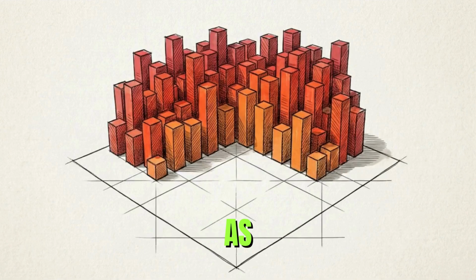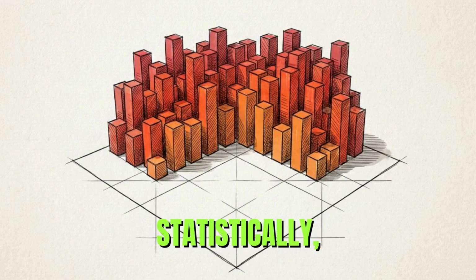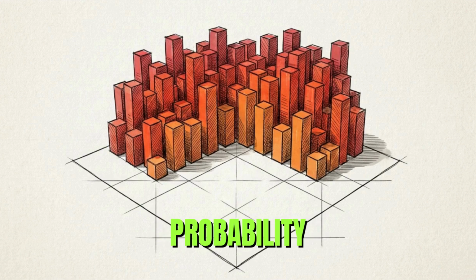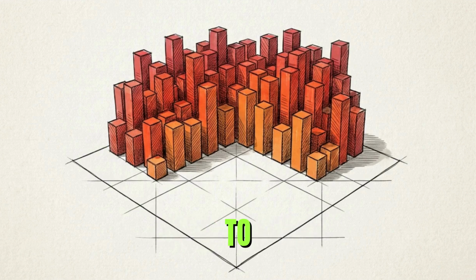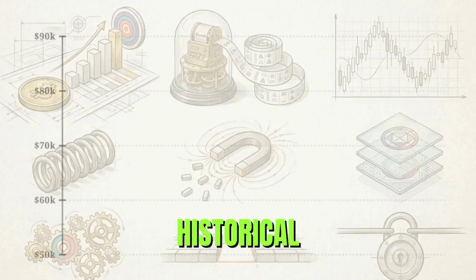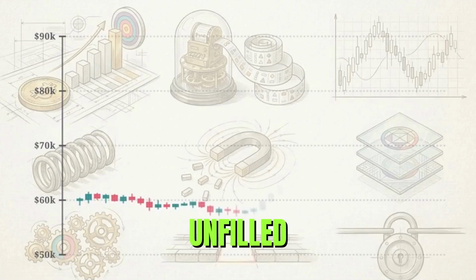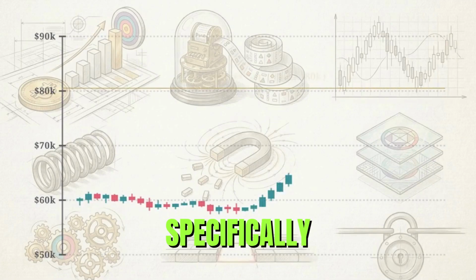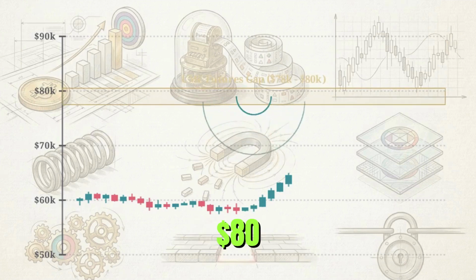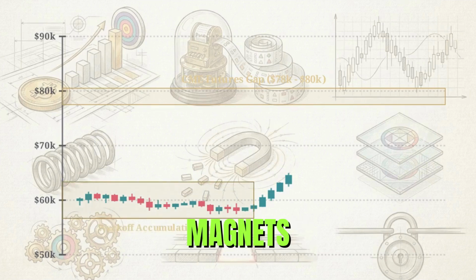These gaps function as liquidity vacuums. Statistically, the market has a high probability of revisiting these prices to fill the empty space on the institutional ledger. A scan of the historical chart reveals large, unfilled gaps residing specifically between $78,000 and $80,000. These gaps exert a gravitational pull on the price, acting as institutional magnets once the macro markup begins.